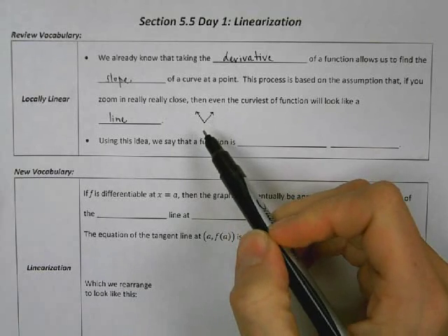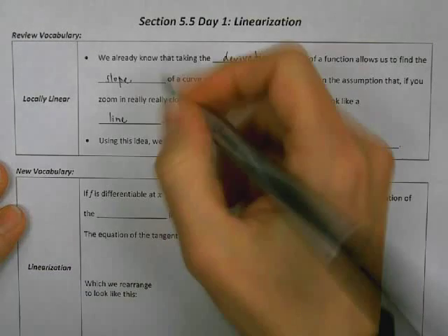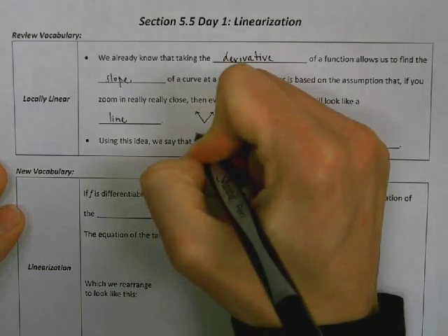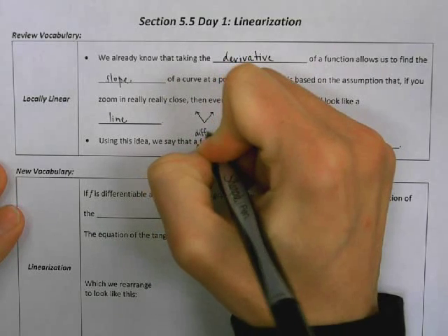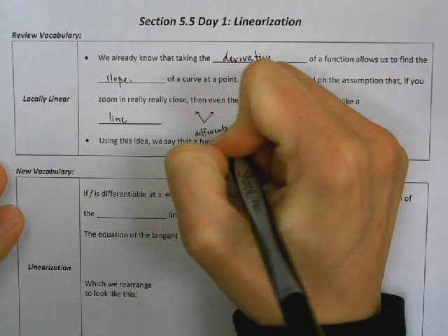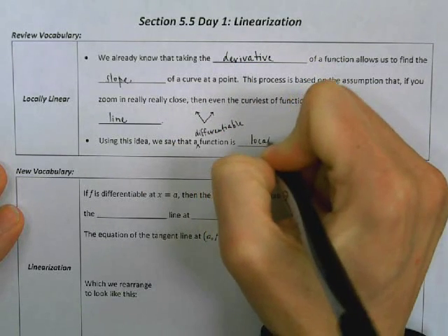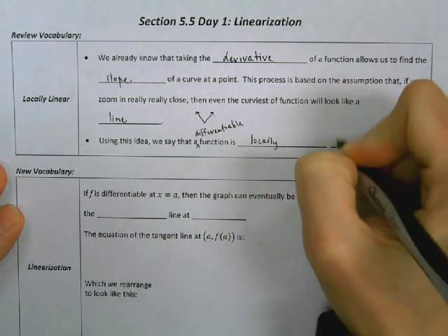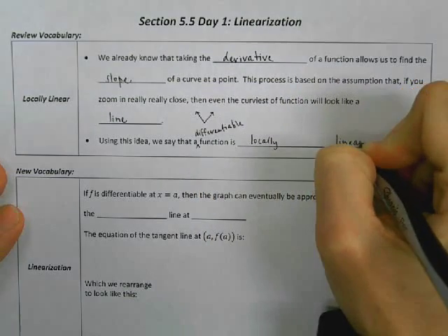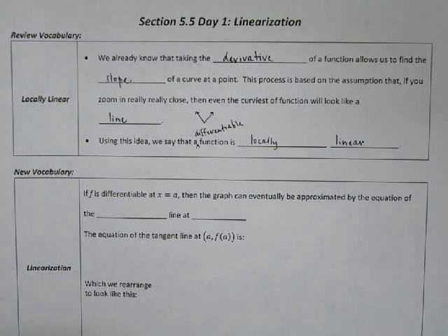Okay, so using this idea, we say that a differentiable function is locally linear. So again, the idea being that if we zoom in really close, that function will resemble a line at a given point. So that's basically the premise for this whole idea of linearization.